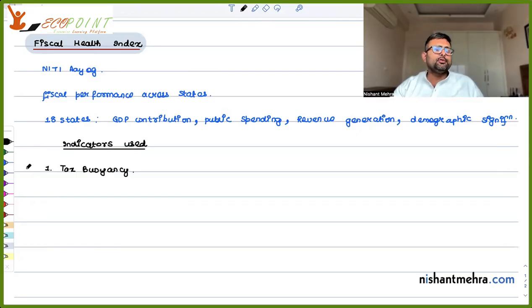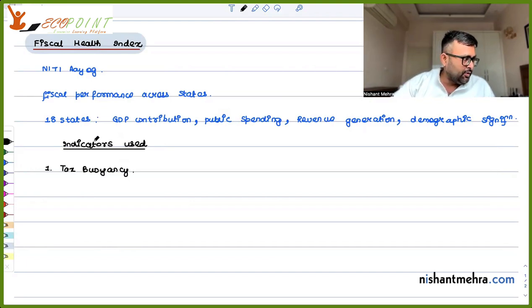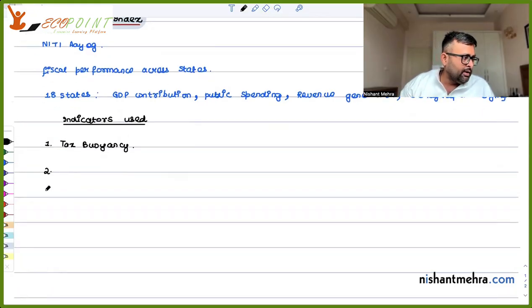Tax buoyancy. You understand how tax revenues are going to respond if GDP changes, right? Say for one particular state GDP has changed. How is that going to affect the tax revenue? किसी स्टेट की इनकम बढ़ गई या घट गई, उसकी वजह से जो जितना वो स्टेट टैक्स रेवेन्यू कलेक्ट करता है वो कितना उस पर असर आएगा, right? That is tax buoyancy.